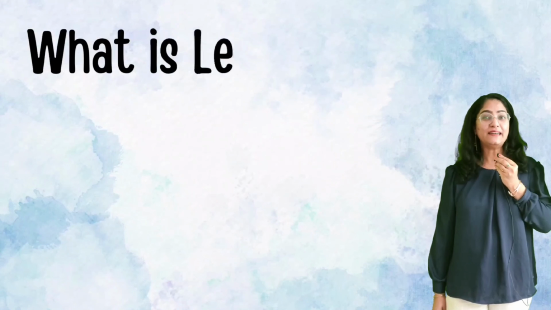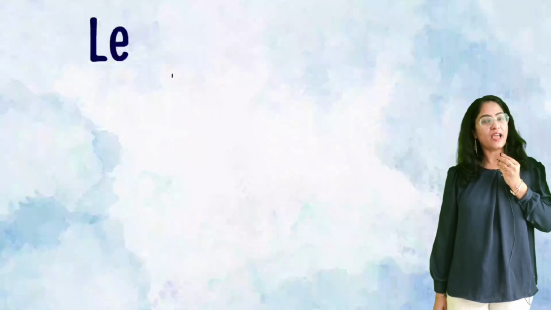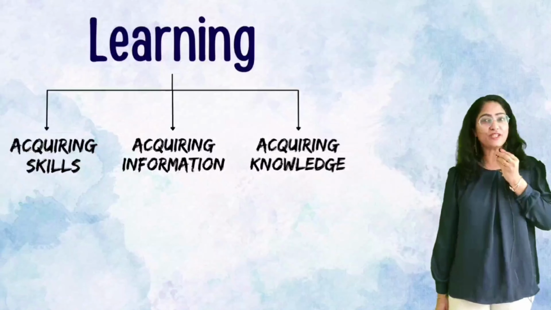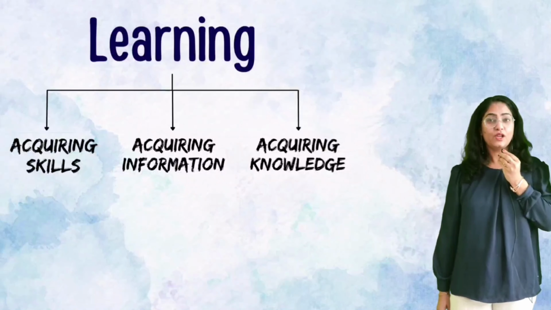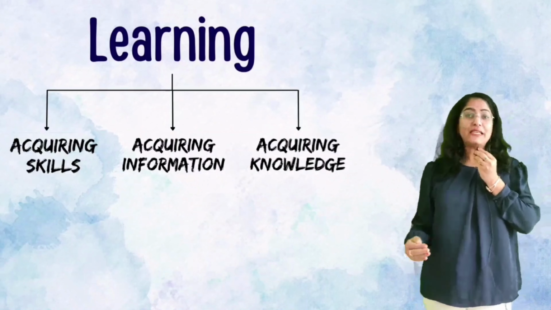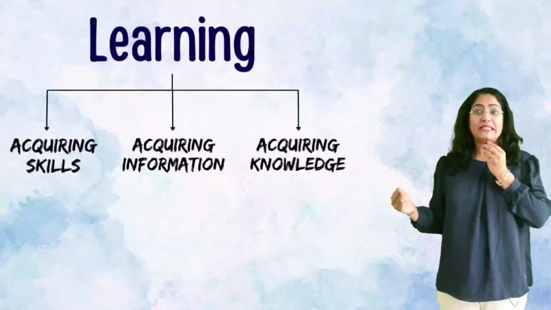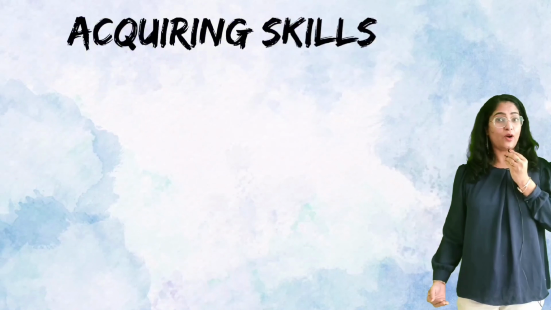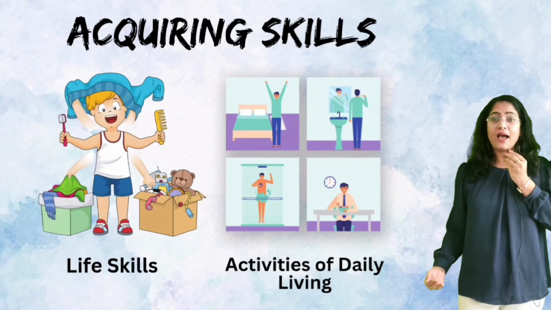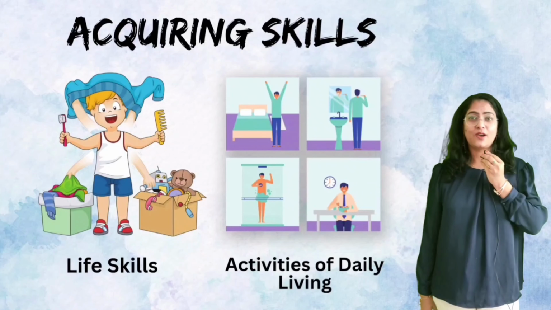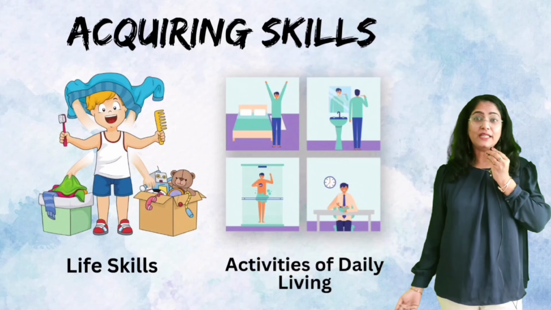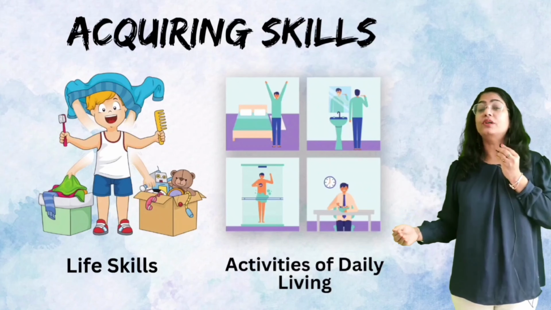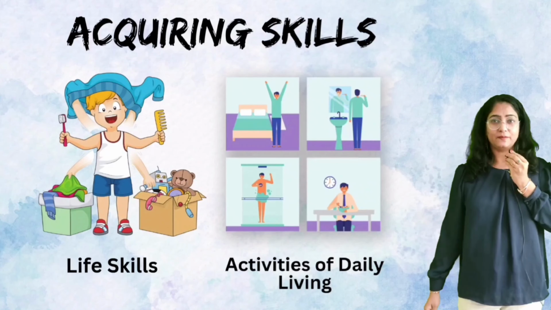Hey, what is learning? Learning is the lifelong process of acquiring skills, information, and knowledge. So, what do these three steps basically tell us about learning? When I talk about acquiring skills, I talk more about life skills or activities of daily living, that is, how we learn from and perform through the activities of daily living.